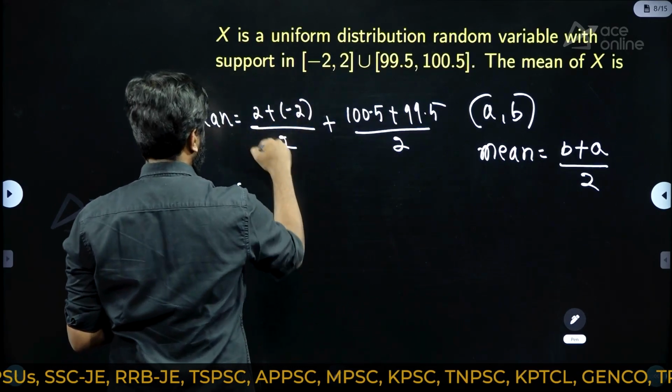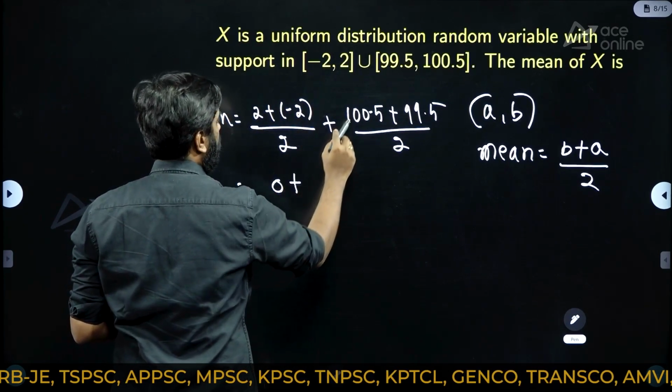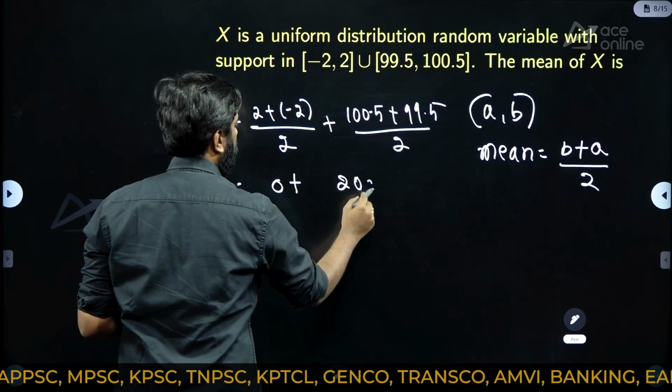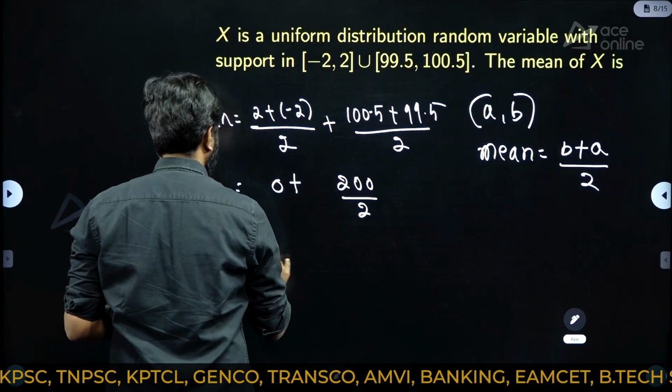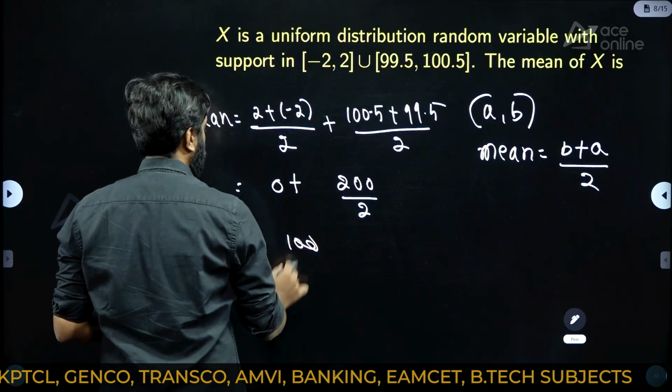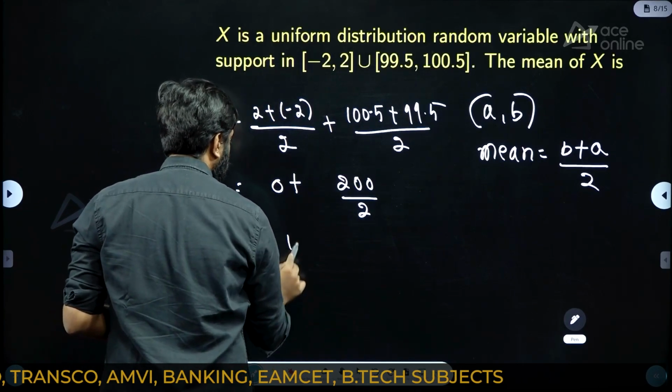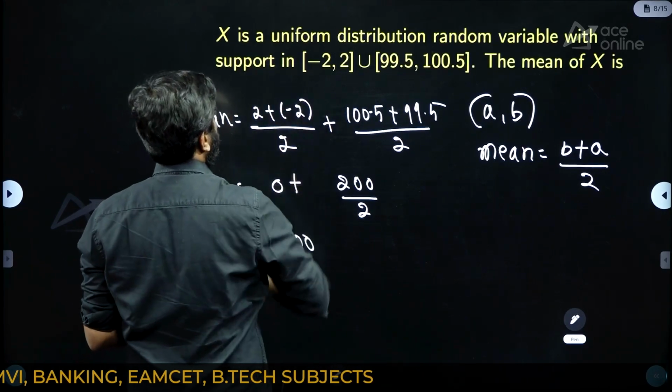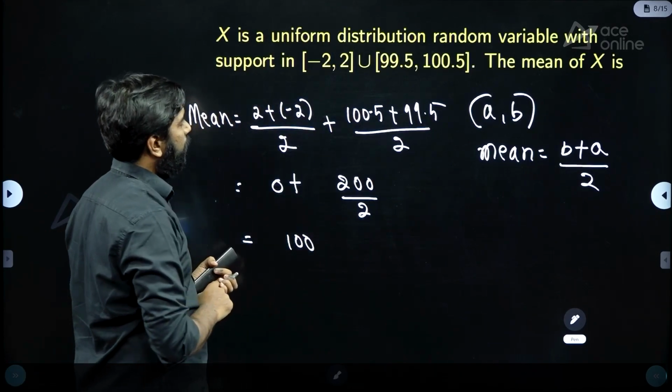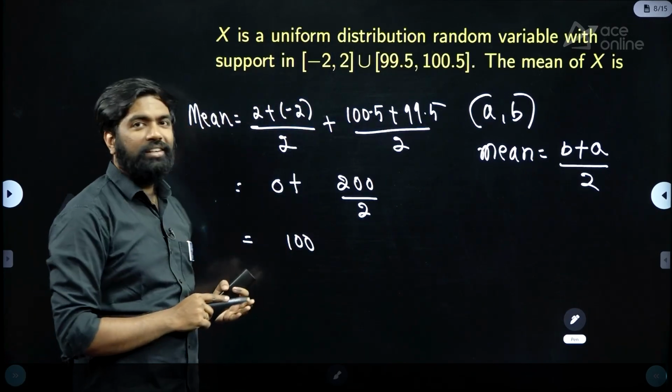So this is anyway 0 plus, how much is this? Is it 200 by 2? Yes. Therefore 200 by 2 is 100. So the mean of X, which takes values in the interval -2 to 2 and from 99.5 to 100.5, is simply 100.